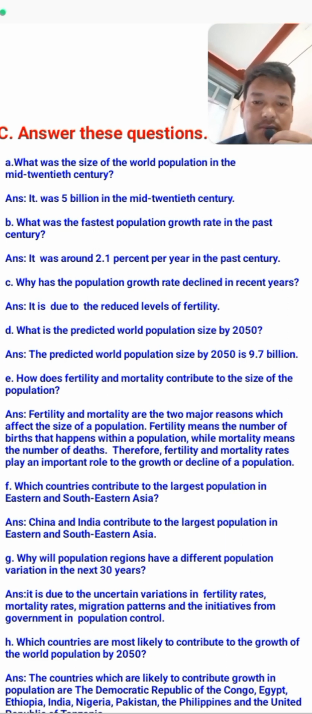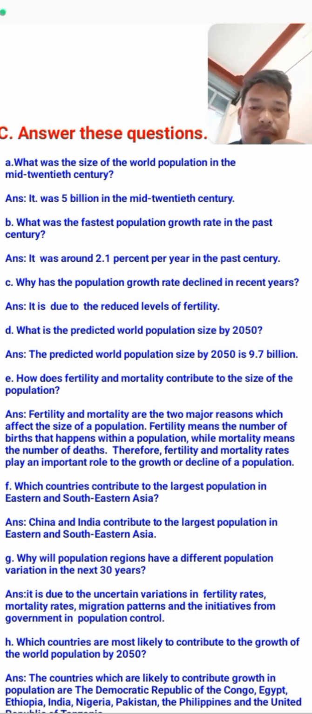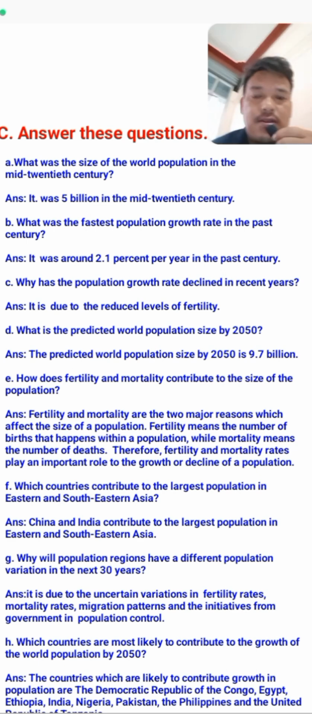And G number, why will the population have different variations in the next 30 years? Why this one? What was the reason? So it is due to the uncertain variations in fertility rates and mortality rates, migration patterns, and government initiatives to control the population. All these are some of the factors.